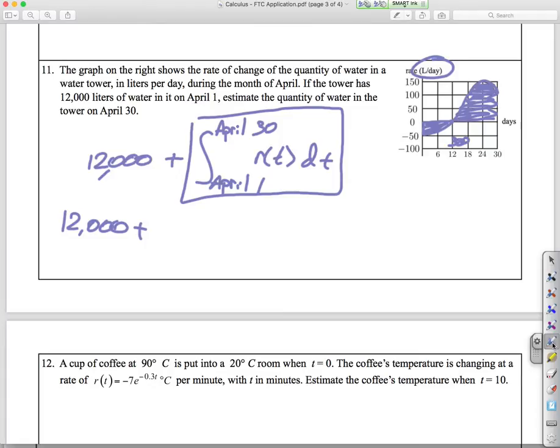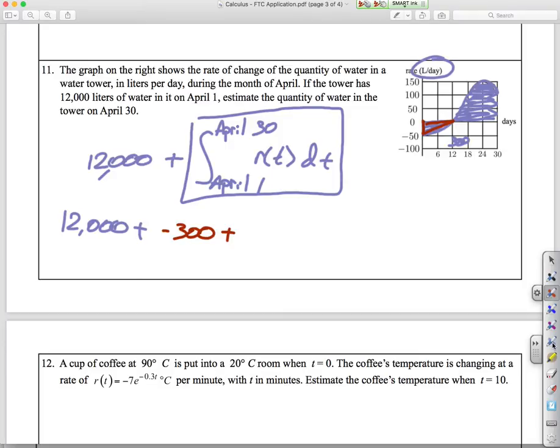If I look at that, that's very, very close to that triangle right there. So I'm going to use that triangle to estimate. So area of a triangle is 1/2 base times height. What's the base? 12. The height? 50. So 12 times 50 gives me 600. Divide that by 2, 300. So I'm going to call that negative 300.